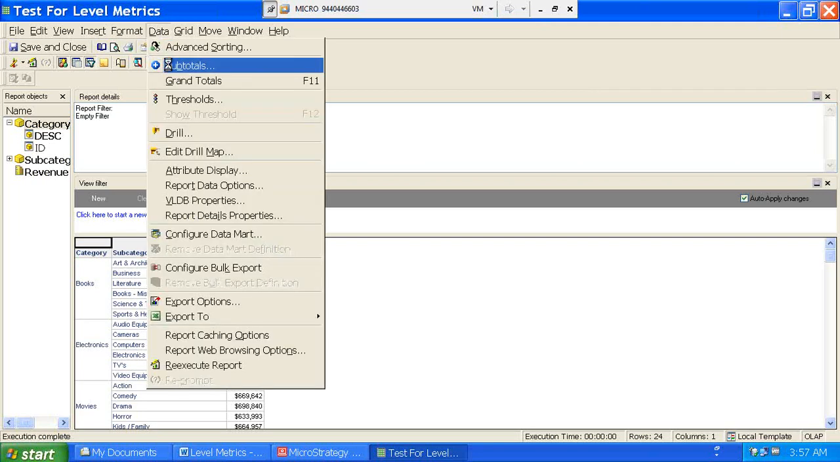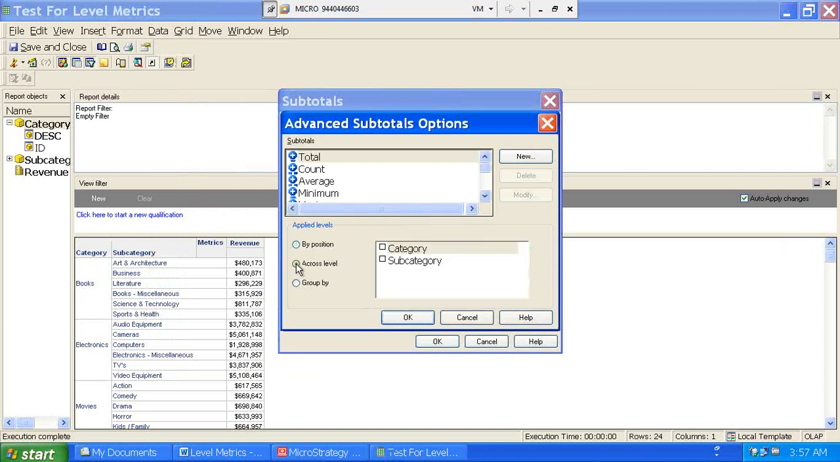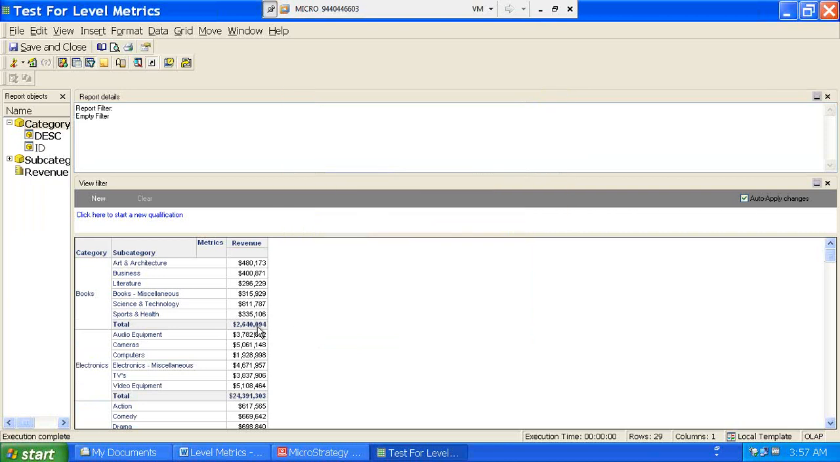I will add subtotals now. Across the level of category and subcategory, I am adding subtotals. Then see, this 2640 is seen here. By adding, that means all these values it is giving this. These all values together give 24391, which is the complete sales for category level by adding all these things. So this is one way to prove it, but then still you need some confirmation.